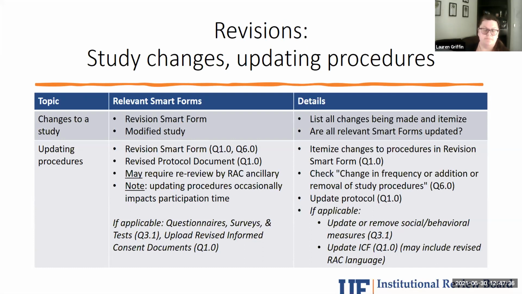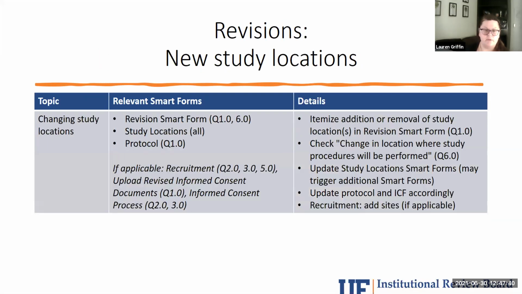Updating procedures. So we have a couple of specific questions within the revision smart forms that sometimes get overlooked. So changing study locations, there's a question 6. Usually the answer is none of the above, but this is the one where it's study funding, changes to PI, changes to location, additional removal of study procedures.